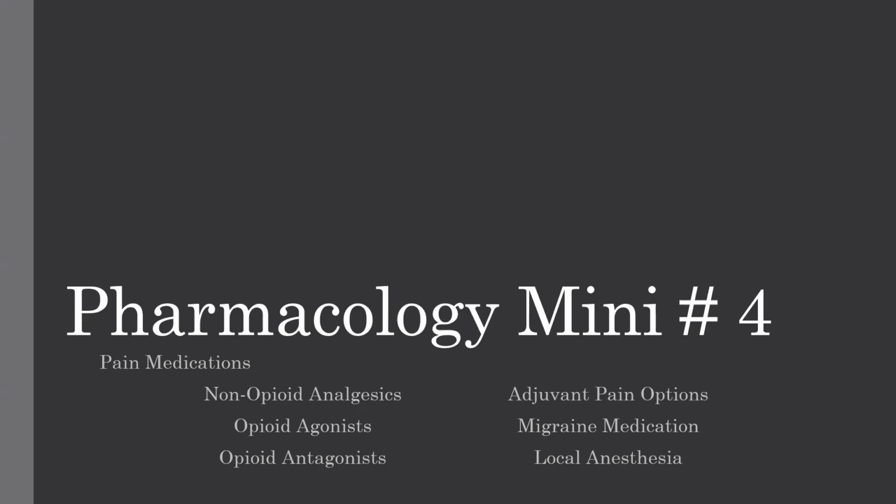Welcome to Pharmacology Mini number 4, where we'll be talking about different types of pain medications. This includes non-opioid analgesics, opioid agonists, opioid antagonists, adjuvant pain options, and medications to treat migraines and local anesthesia.